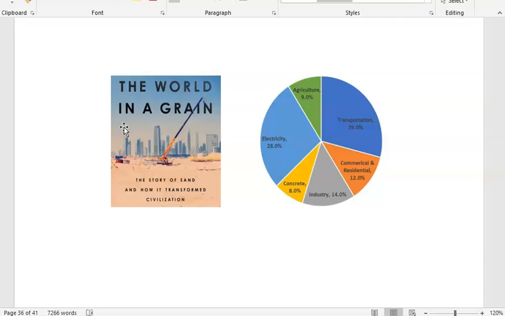Yes? So desert sand is too spherical, alluvial sand is more elongated. And that's important if we want to have it stick well. Yeah?